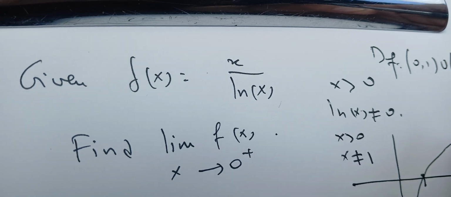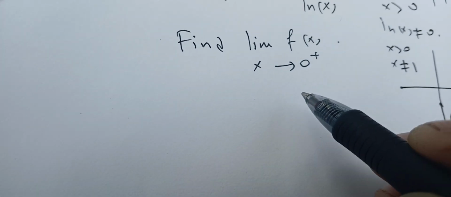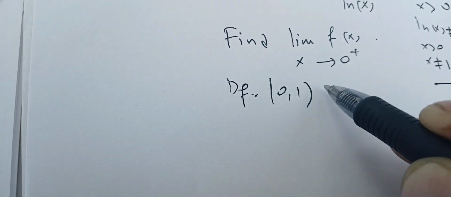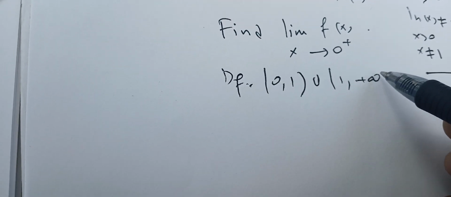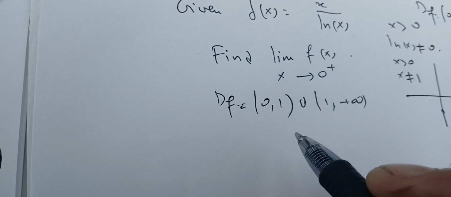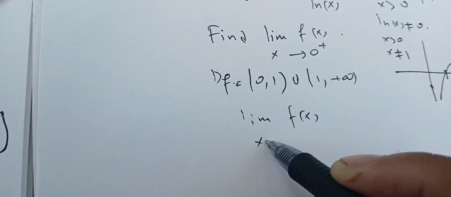So that's what we're going to have. Let me write it one more time: the domain of f is (0, 1) union (1, plus infinity). Now we can start evaluating our limit.